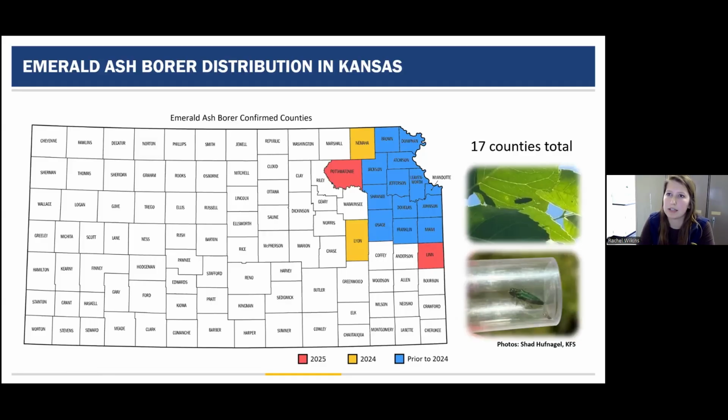So looking at emerald ash borer's distribution here in Kansas, we confirmed EAB in Pottawatomie County this year, as well as Linn County. Last year, we confirmed the beetle in Nemaha County and Lyon County, and then the rest of the counties were confirmed prior to 2024. So in total, we have 17 counties here in Kansas that we've confirmed emerald ash borer's presence, and we do continue to monitor for the insect every year.